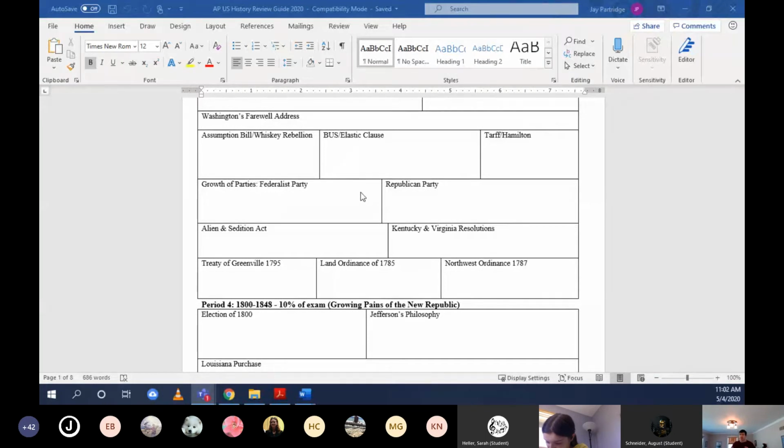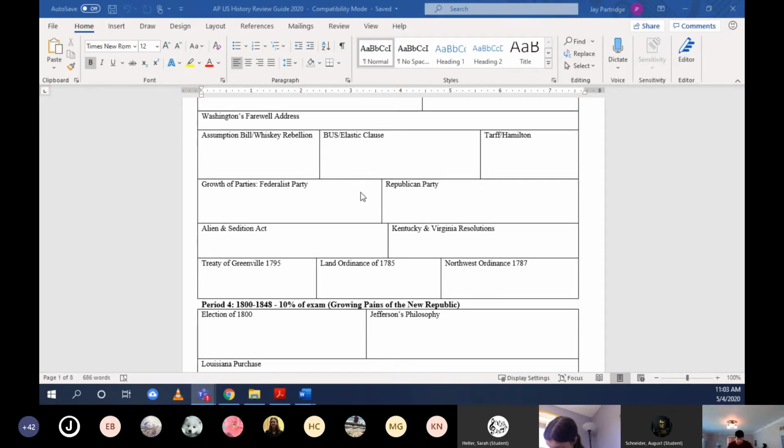And by the way, hopefully you noticed the way I did this. I have Washington's farewell address, but then I have the Assumption Bill, the BUS, and the tariff. Those were the three big issues that led to the growth of political parties. All three of those. That would be the divide between those who followed Hamilton and those who followed Jefferson. So those directly led to this. Don't forget, these issues, the topics I put in here, all these people, events, places, these things, they're not in a vacuum. They're not all individual trivial tidbits of factoids. They all relate. And make sure you think about that relation. That's why I have those topics down, so you're thinking about how they relate.